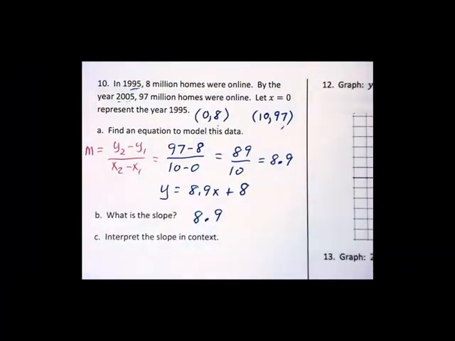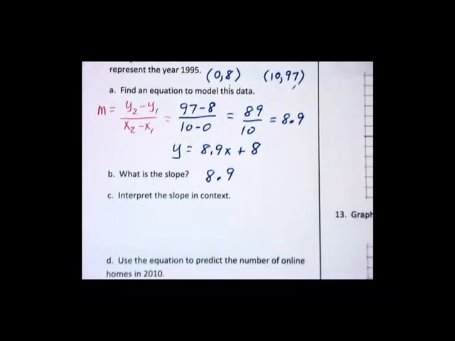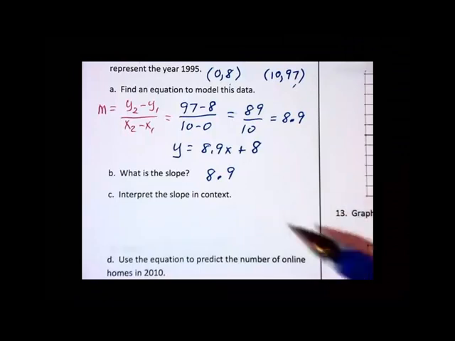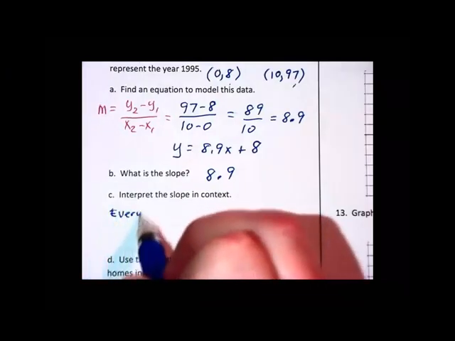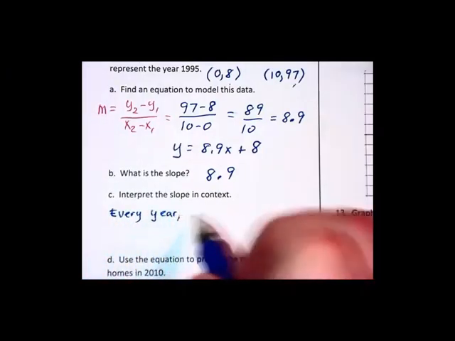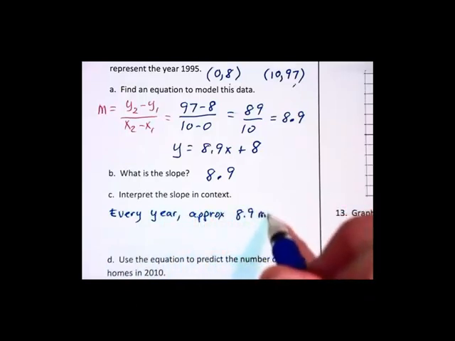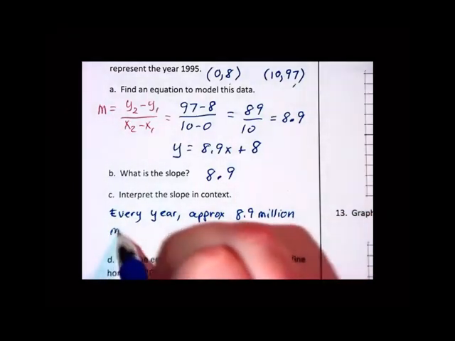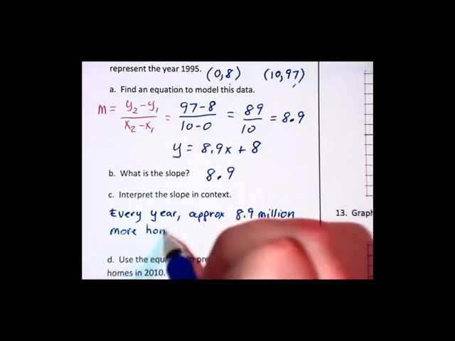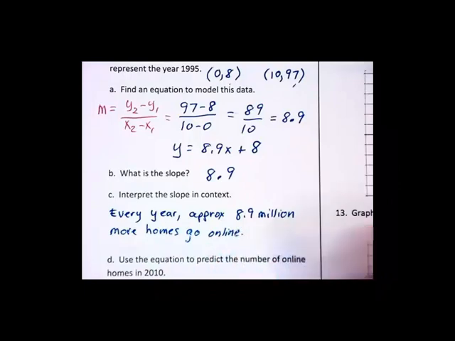What does that mean in context? Well, anytime I interpret a slope, I like to somehow get a rise and a run here. And the rise is going to be the number of extra homes going online. The run is going to be my years. So I'm going to say every year, approximately 8.9 million, I want that there because of the context, 8.9 million more homes go online. That would be our interpretation.